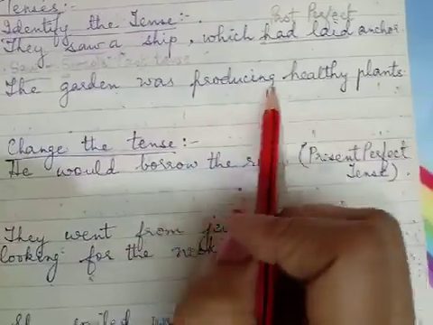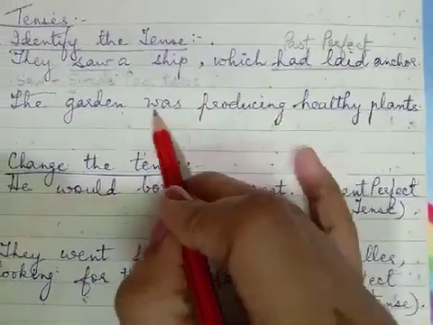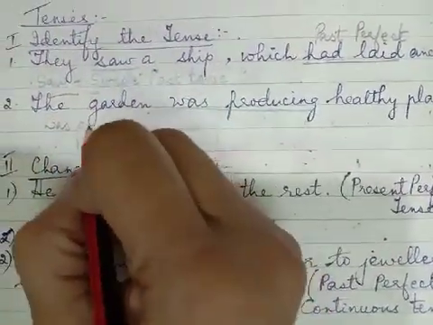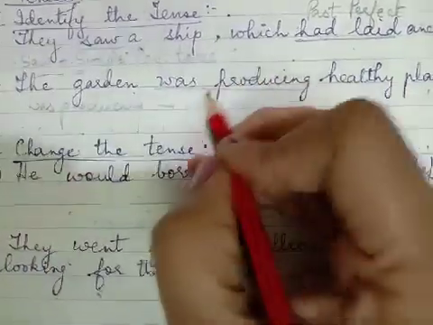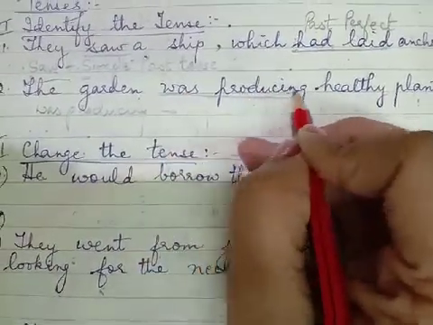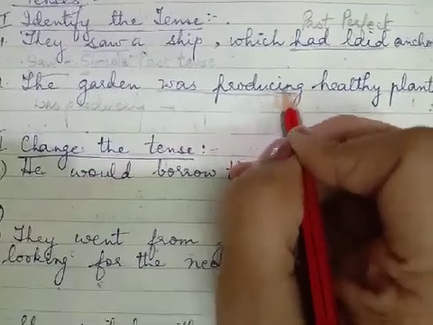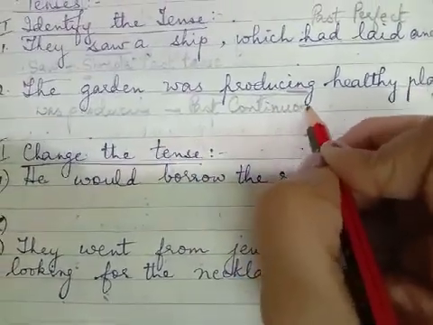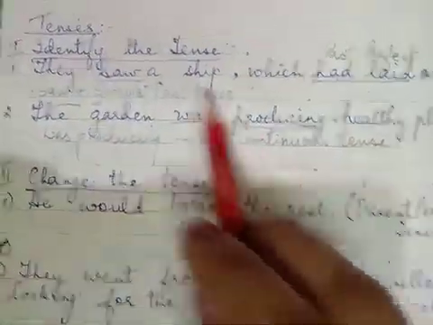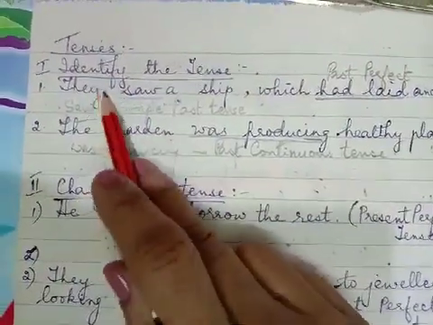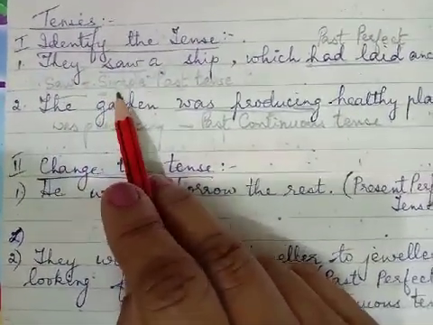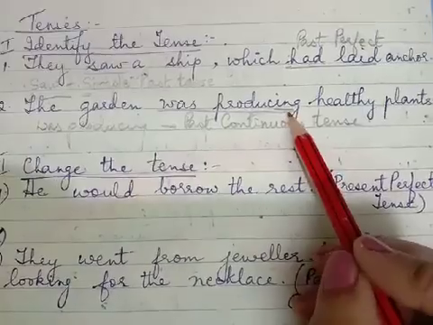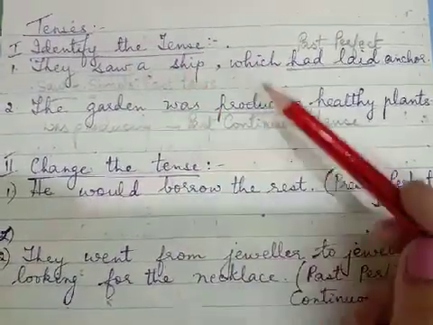Next, the garden was producing healthy plants. Over here you can see garden is the subject, was producing becomes my finite verb. So you will pick out the whole verb here, was producing, and write was is in the past tense and producing ing form. Whenever you see ing form, it is a continuous tense, so this will be in the past continuous tense. So that's how you're going to identify the tense. So I've just given you two sentences here, examples. You can solve some more sentences, pick up from the textbook or from any other grammar book that you have, and try solving sentences which have examples of identifying the tense.